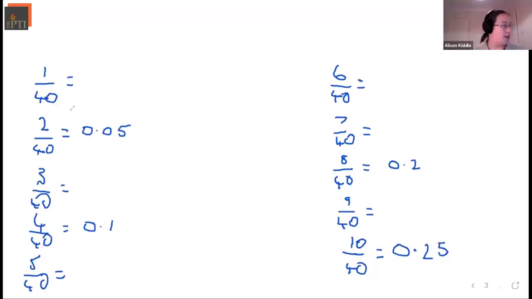So if I know that 2 40ths is 0.05, 1 40th must be half of that, which is going to be 0.025. And then once you've got one of them, you can just start doing your 0.025 times table, which of course everybody knows, and you can fill in all of the others. So of course, what's going on here then is all of these are going to be terminating decimals. We're not going to have any recurring decimals from the 40ths.